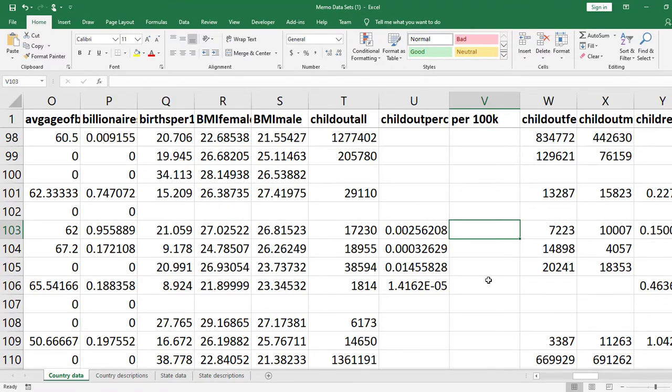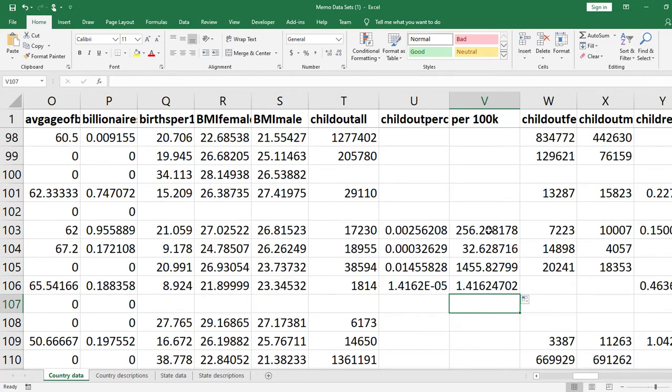How do we do that? Well, how do you turn per 1 to per 100? Per 100,000. You would just take the original value and multiply it by 100,000. And now we have something that's a lot easier.